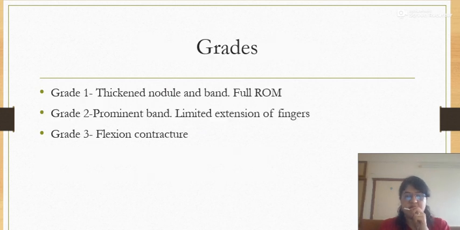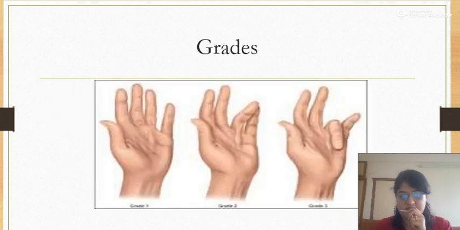What are the grades? Grade 1, there will be thickened nodule and band formation. Full range of motion will be possible. Grade 2 will be, you will see the prominent band and limited extension of the fingers. And grade 3, there will be flexion contracture. You can see the flexion contracture in the grade 3 here. And in grade 2, the band is more prominent as compared to grade 1. And in grade 2, you can see some amount of finger flexion, and in grade 1 there is no range of motion deficit.